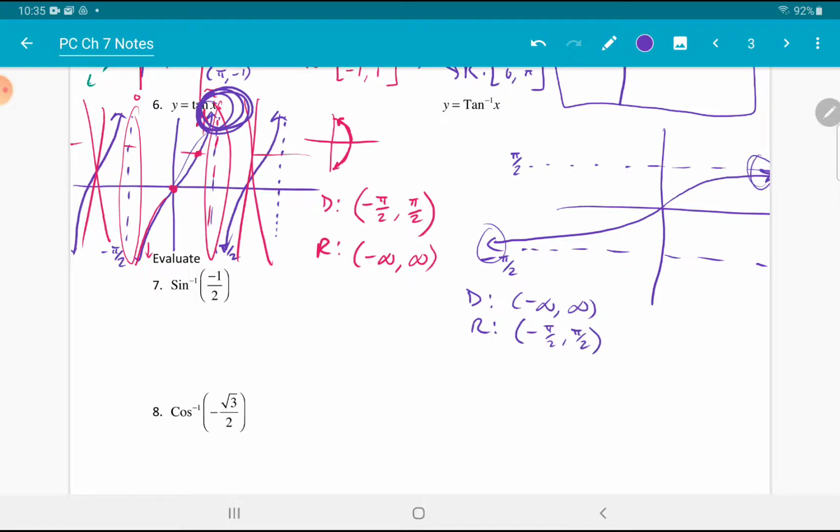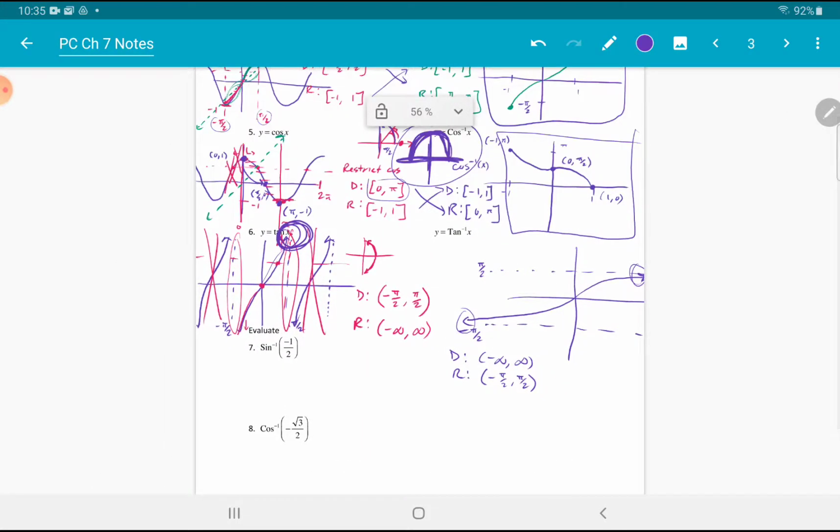I do want you to pause the video, rewind if necessary, and really get an understanding of what's going on here with the inverse trig restrictions. They are going to be playing a very important role as we move through the trig unit, so be very careful with the inverse trig restrictions.